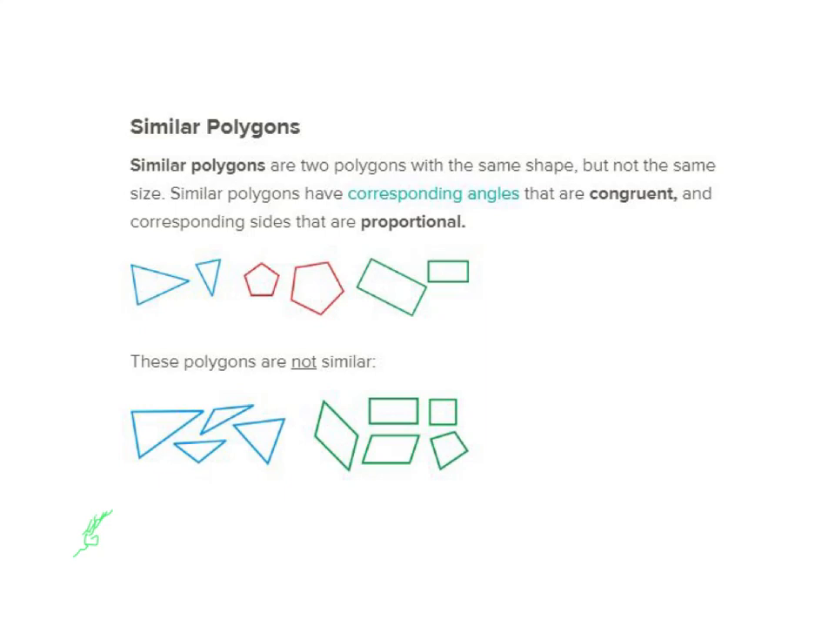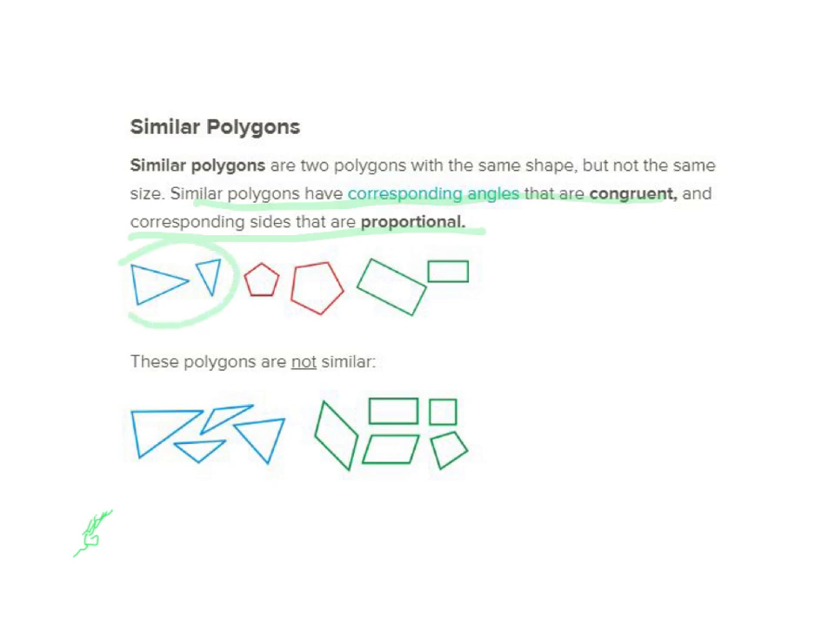All right, we're going to be looking at a quick summary of Chapter 7. Chapter 7 had to deal with similar polygons, and we defined that as two polygons with the same shape but not the same size. And then one step further, that those similar polygons have what we call corresponding angles that are congruent, and then the corresponding sides that are proportional.